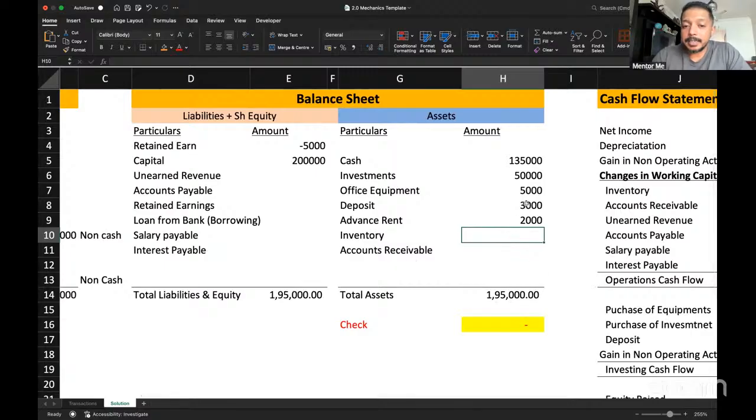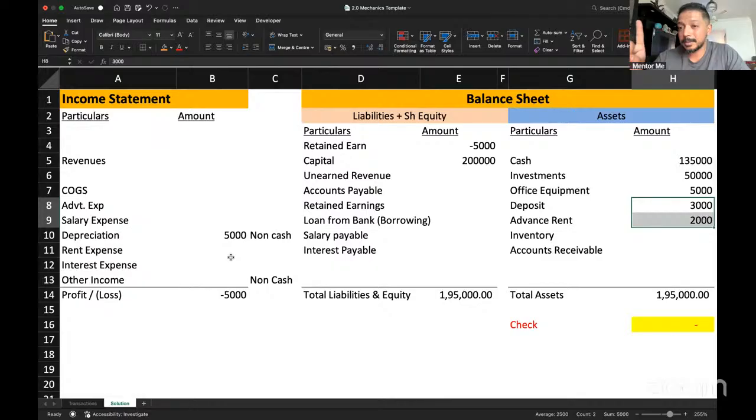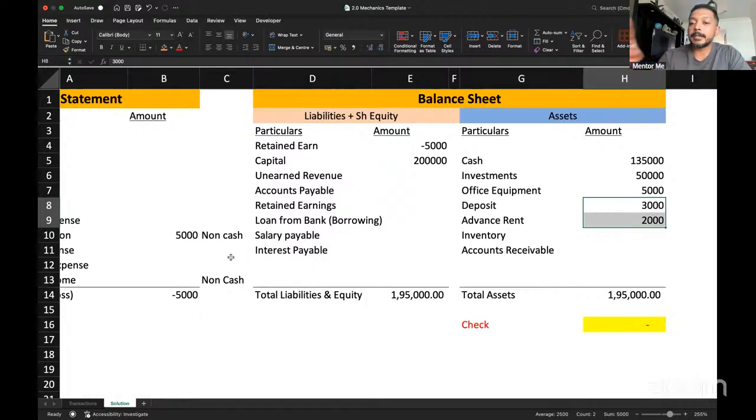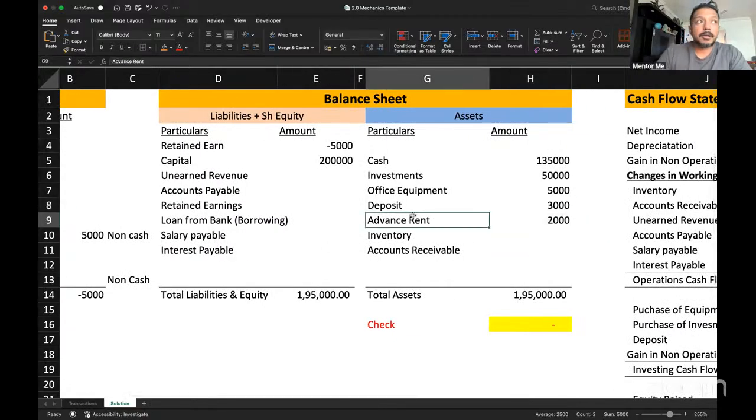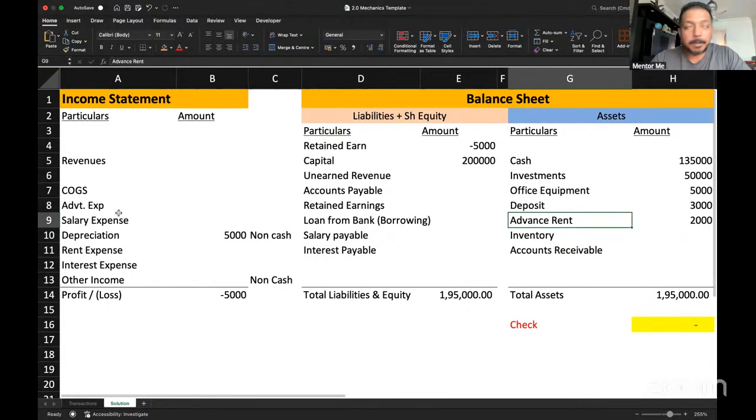Now please understand that if it was not advance rent and it was rent for this month, the month in which we are actually using it, this should have come out here in the rent expense. But it's an advance rent and hence it is bypassing the income statement and directly going to the balance sheet. These are simple things that you need to remember: whichever I'm going to use for this period comes in the income statement, whichever does not goes in the balance sheet.